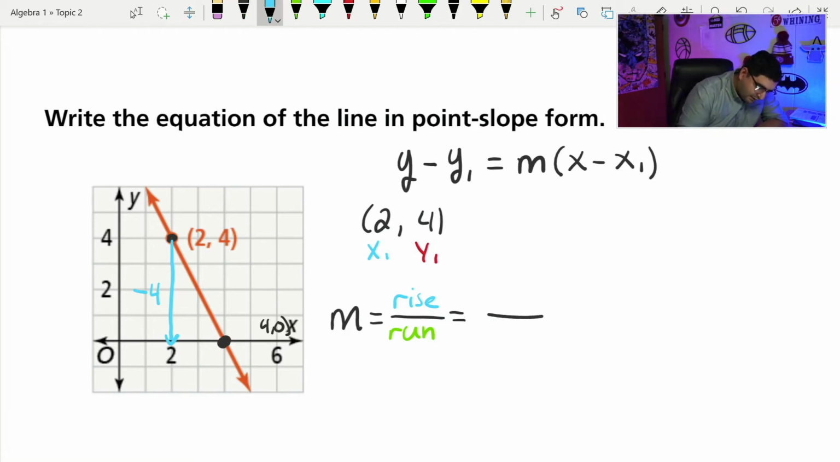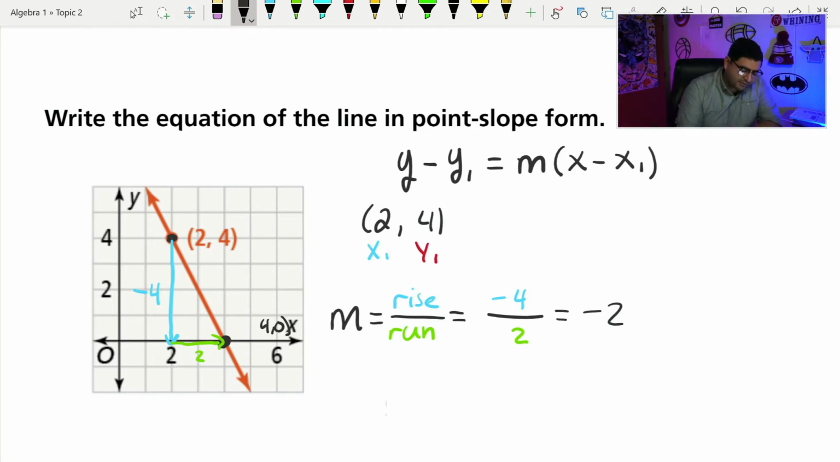So I'm going to go ahead and write that down, -4. How much did it run? Well, let's see how much it went to the right. It goes to the right 2 spaces. And that's what my run is, 2 spaces. Then I see that I can simplify this. -4 divided by 2 is just -2. And there we found our slope. My slope is just -2.